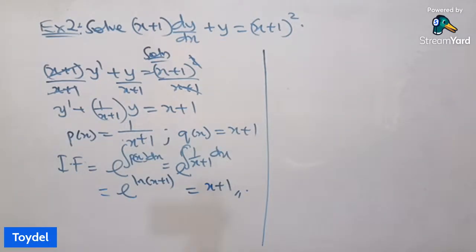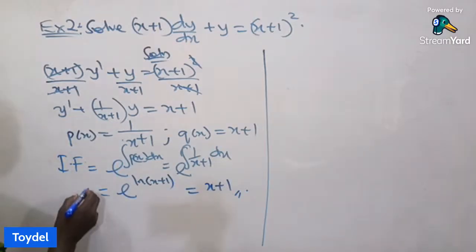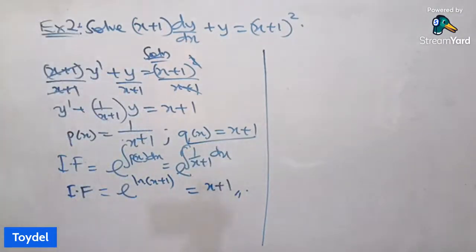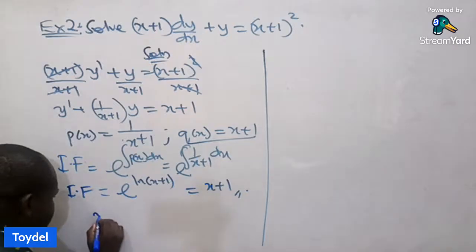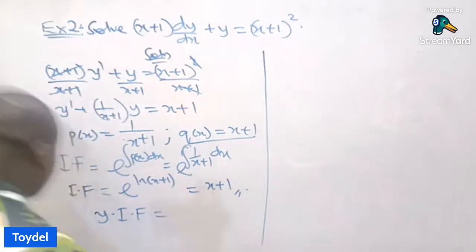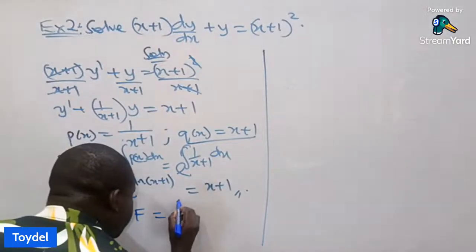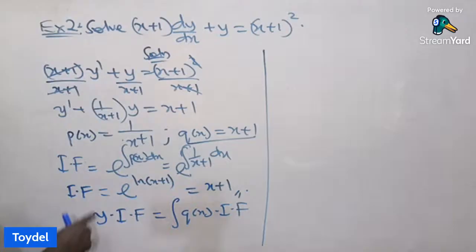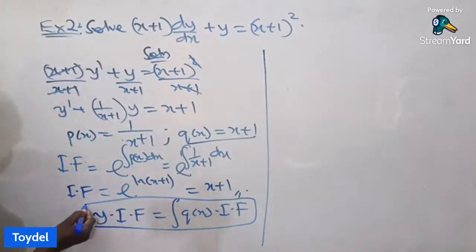So we have gotten the value of p of x and we know q of x. We've gotten the value of the integrating factor. So what will be the solution to this differential equation? We know that y multiplied by the integrating factor will be equal to the integral of q of x multiplied by the integrating factor dx. It's still the same thing.